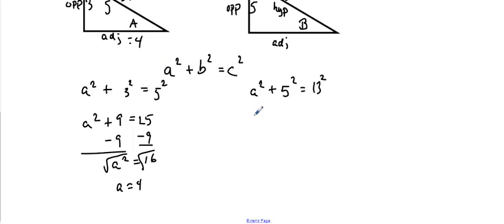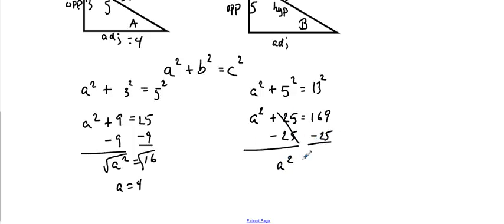Now, this triangle over here, we're going to get A squared plus 25 equals 169. We subtract 25 from both sides. We get A squared equals 144. Take the square root of both sides, and you get A equals 12. So over here, the adjacent side is 12.